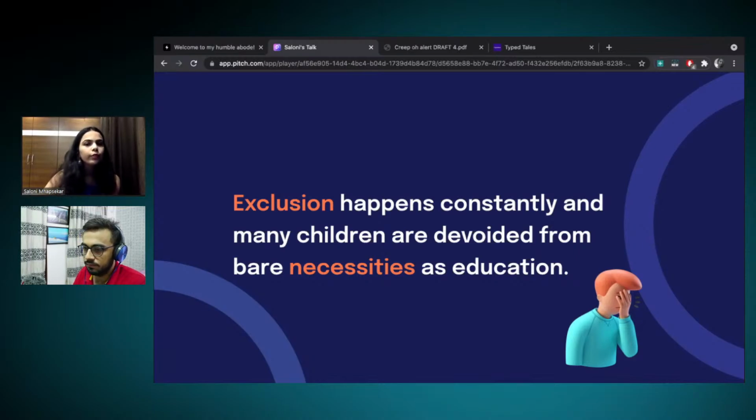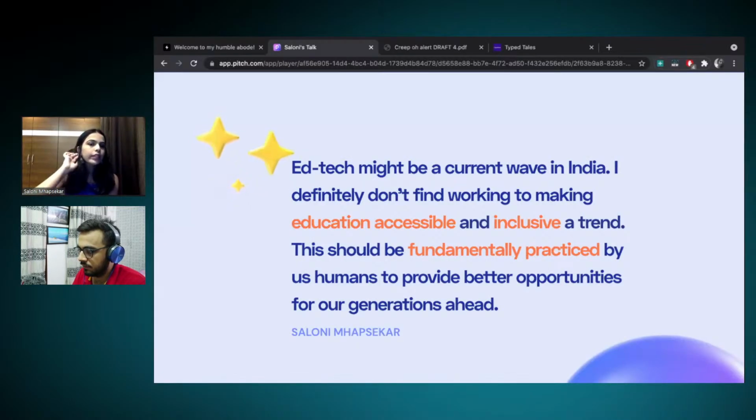We need to make sure that we are not designing for a very generic age group or use cases. We need to also consider different kinds of extremes in the entire spectrum. EdTech might be the current wave in India, as many people see. But I definitely don't think working to make education accessible and inclusive is a trend. This should be fundamentally practiced by us humans to provide better opportunities for the generations ahead.